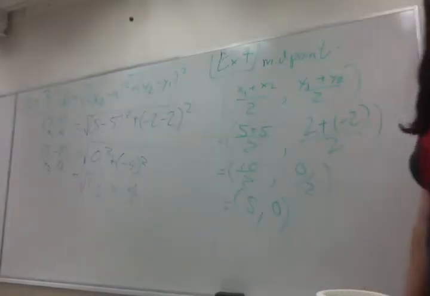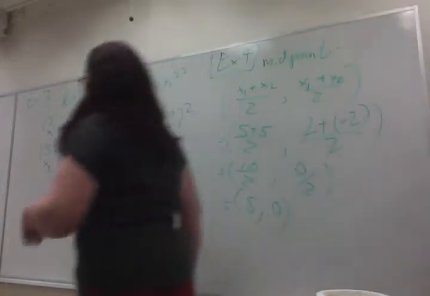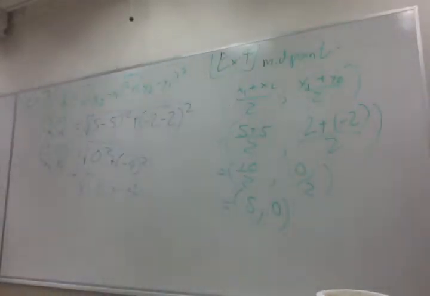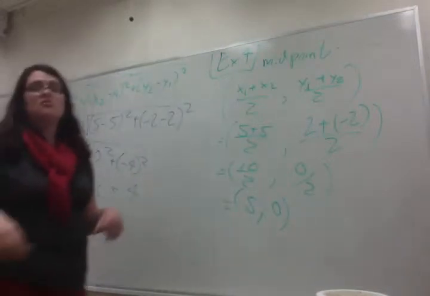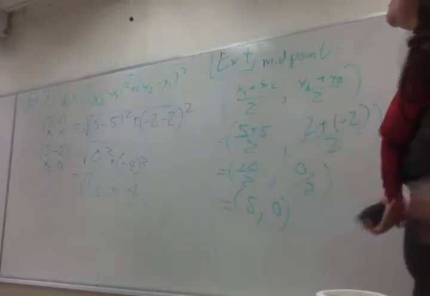So example 5 here. So here we want points that are of the form (a, a). Basically, these points will have the same x-coordinate and the same y-coordinate. We want to find all the ones that are at a distance 3 from the point (-2, 1).